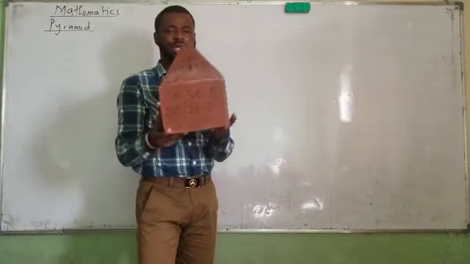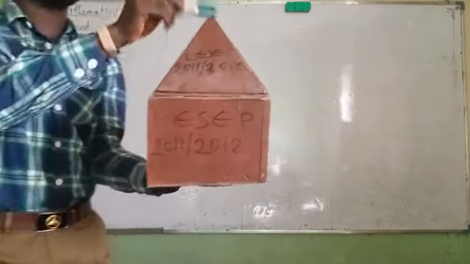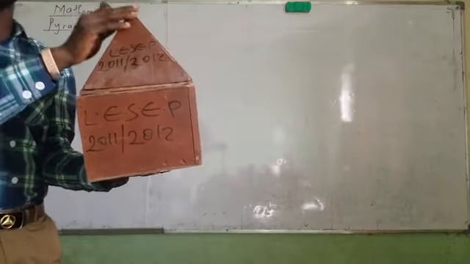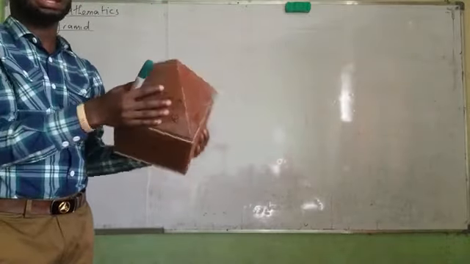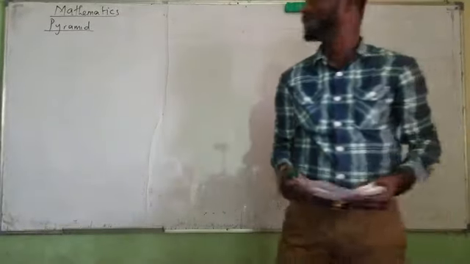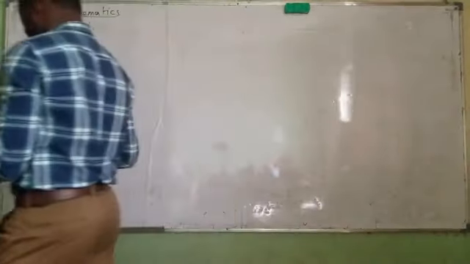This is another good example of a pyramid. It has edges and vertices. It has edges and faces, and it also rests upon a cuboid. With what I've explained, we can now say that there are different types of pyramid.